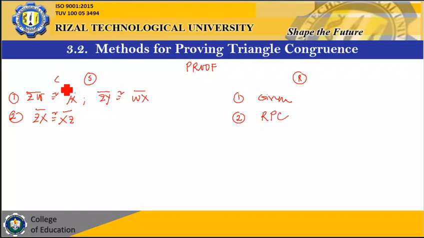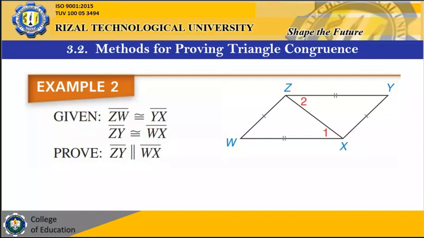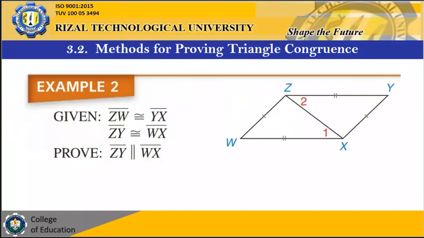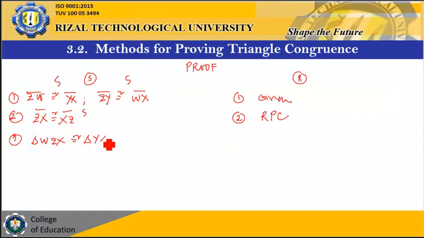Notice that we already have our side here, and another congruent side here. So basically, we can now say that triangle WZX is congruent to triangle YXZ, and that's because of the SSS congruence postulate.